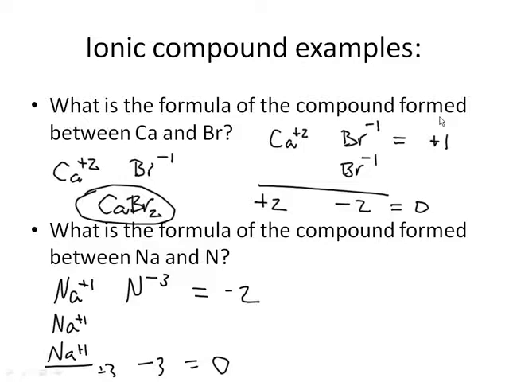So now I've got 3 sodiums and 1 nitrogen. I'm writing my metal first, always. There's my sodium, and I have 3 of them, so I have a subscripted 3, and then I have nitrogen.